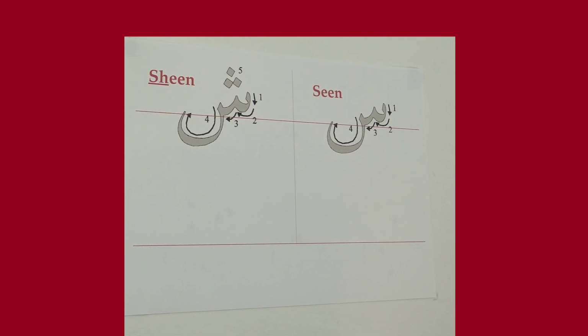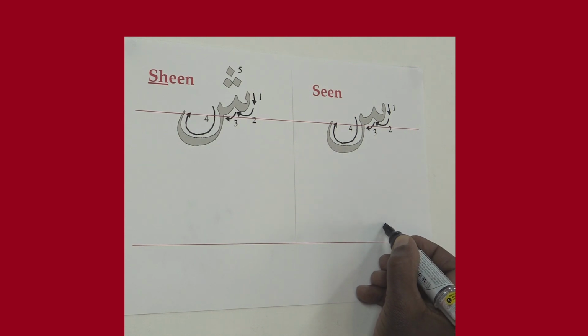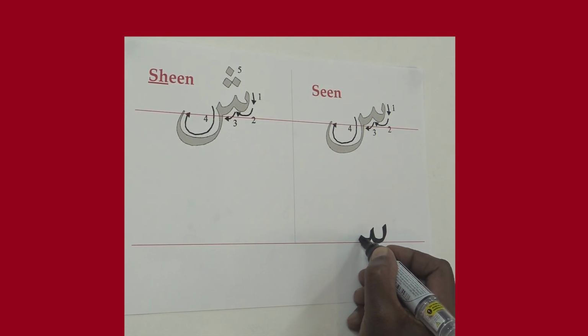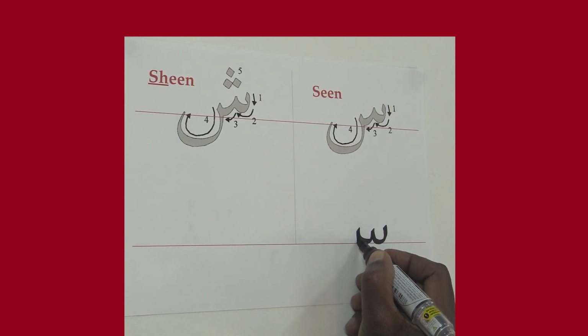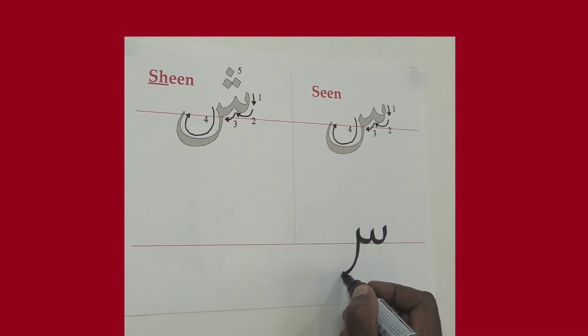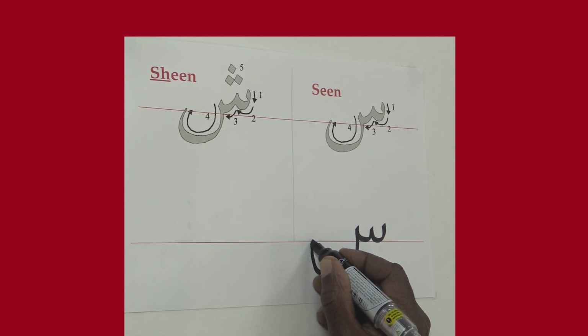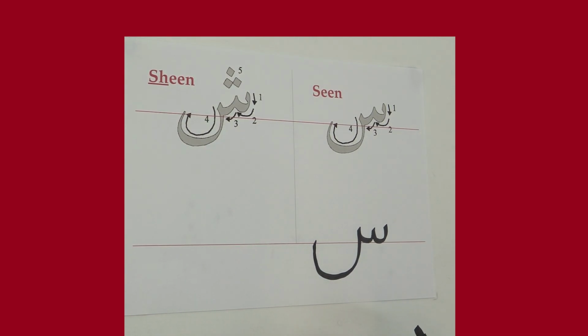Now, let me write it for you now. Okay, here we go. Count. 1, top, up, down, again, and then big loop below the line. Back up, up, up, stop. Here we go. Letter sin.